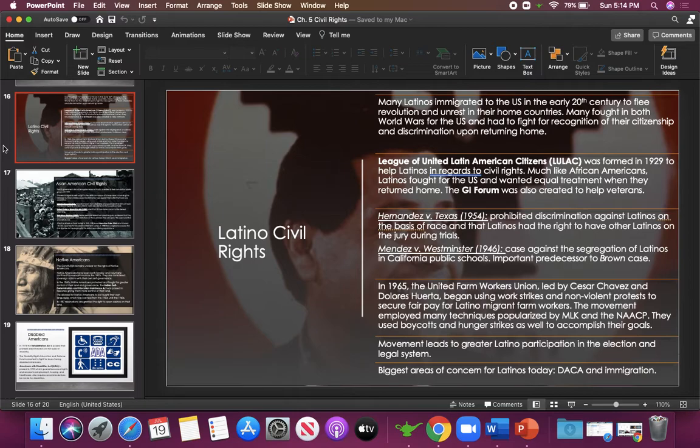Also, the United Farm Workers Union leads to greater Latino participation in elections and the legal system. So, the Latino movement and the African American movement have kind of moved hand in hand. They typically have a lot of the same goals that they are fighting for. We're seeing even today a lot of support from Latinos for Black Lives Matter, and we have our own issues as a Latino community, such as DACA, immigration, the detention centers that are weighing heavily on Latinos as well, and will definitely influence how the Latino community votes in upcoming elections.